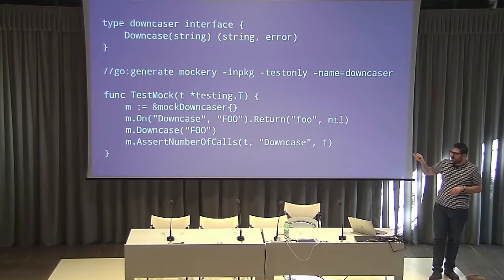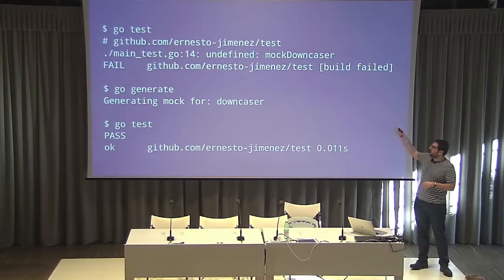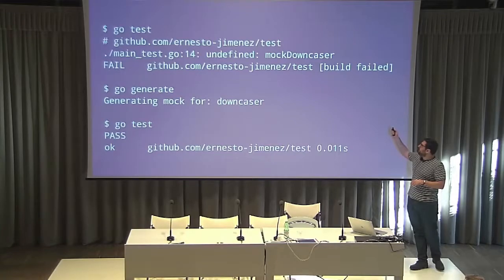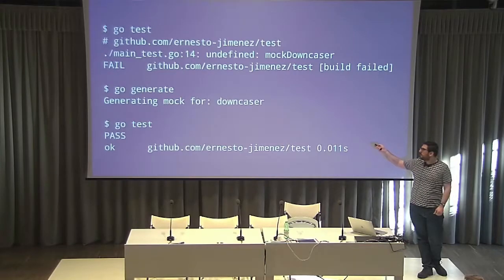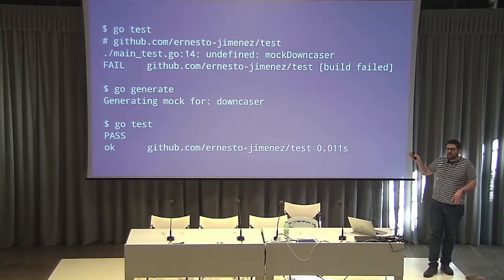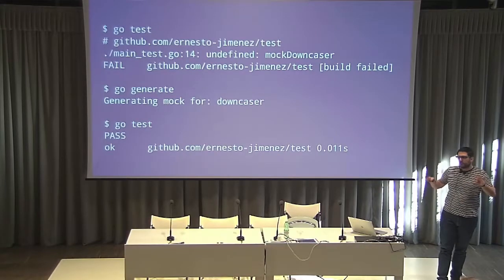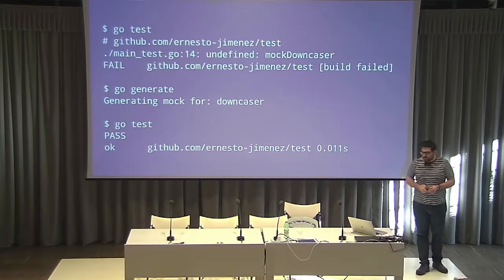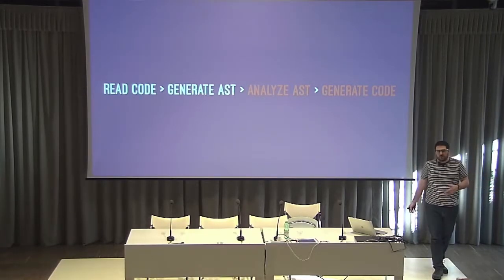my source code. So when I have this project and I do Go test, the mock downcaser isn't defined, or it doesn't satisfy the interface. When I run Go generate, it automatically generates the code, and then my tests pass. If I make any changes, I run Go generate, and it runs all the different commands that I use to generate different parts of my code. And again, this is basically analyzing the abstract syntax tree and generating code from that analysis.